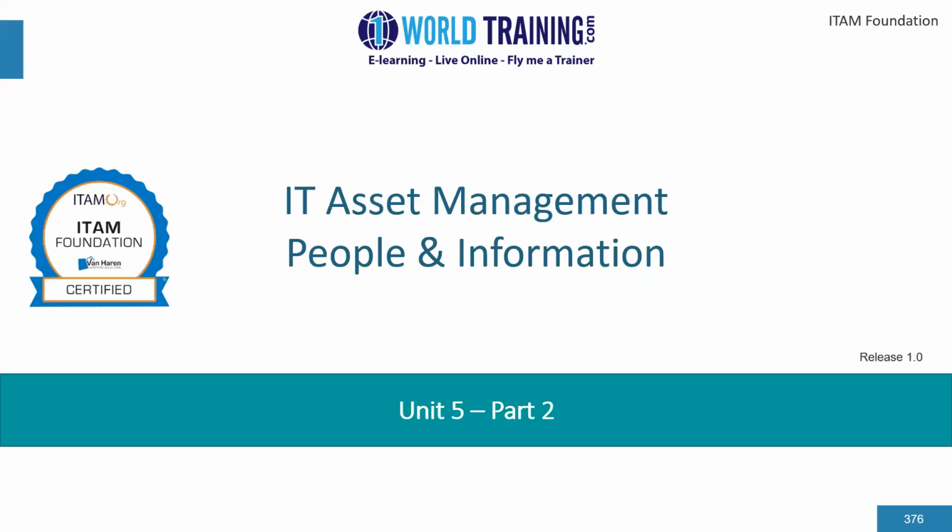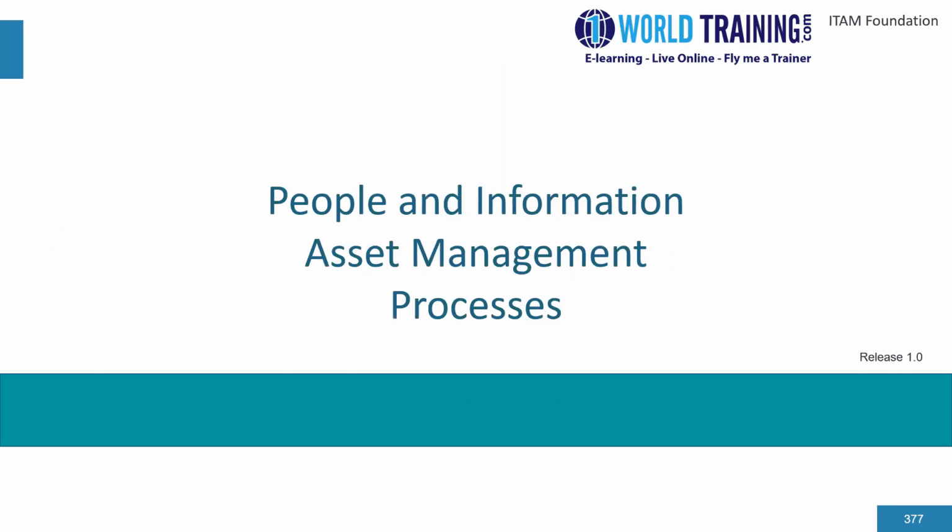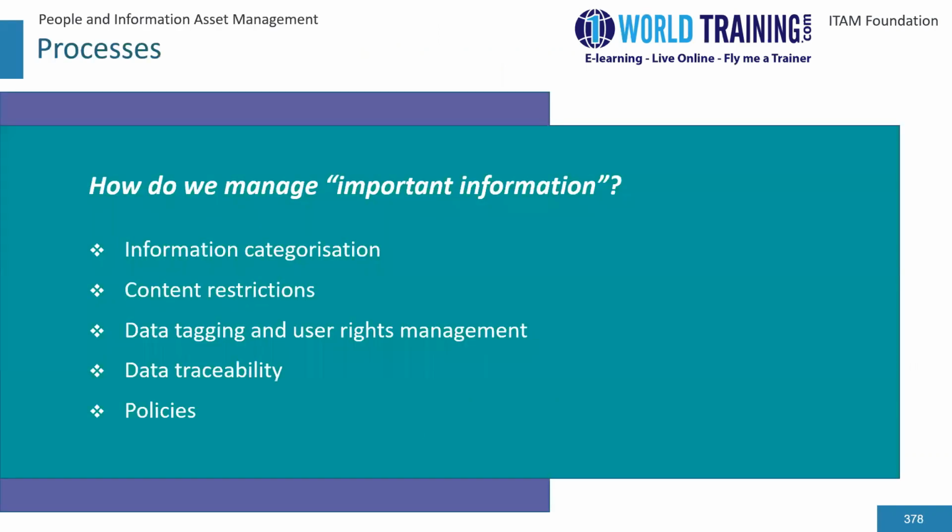We are now in part 2 of Unit 5, PINM, People and Information Asset Management. We begin with the processes in PINM. The question to begin with is, how do we manage important information? Information categorization, content restrictions, data tagging and user rights management, data traceability, and policies.